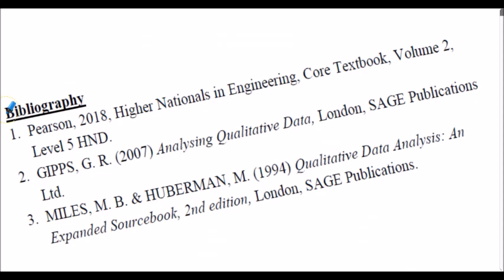And here's the bibliography used to help generate the presentation. I hope this presentation has given you some grounding on which you can now undertake your own research into quantitative and qualitative data. Thank you for viewing.